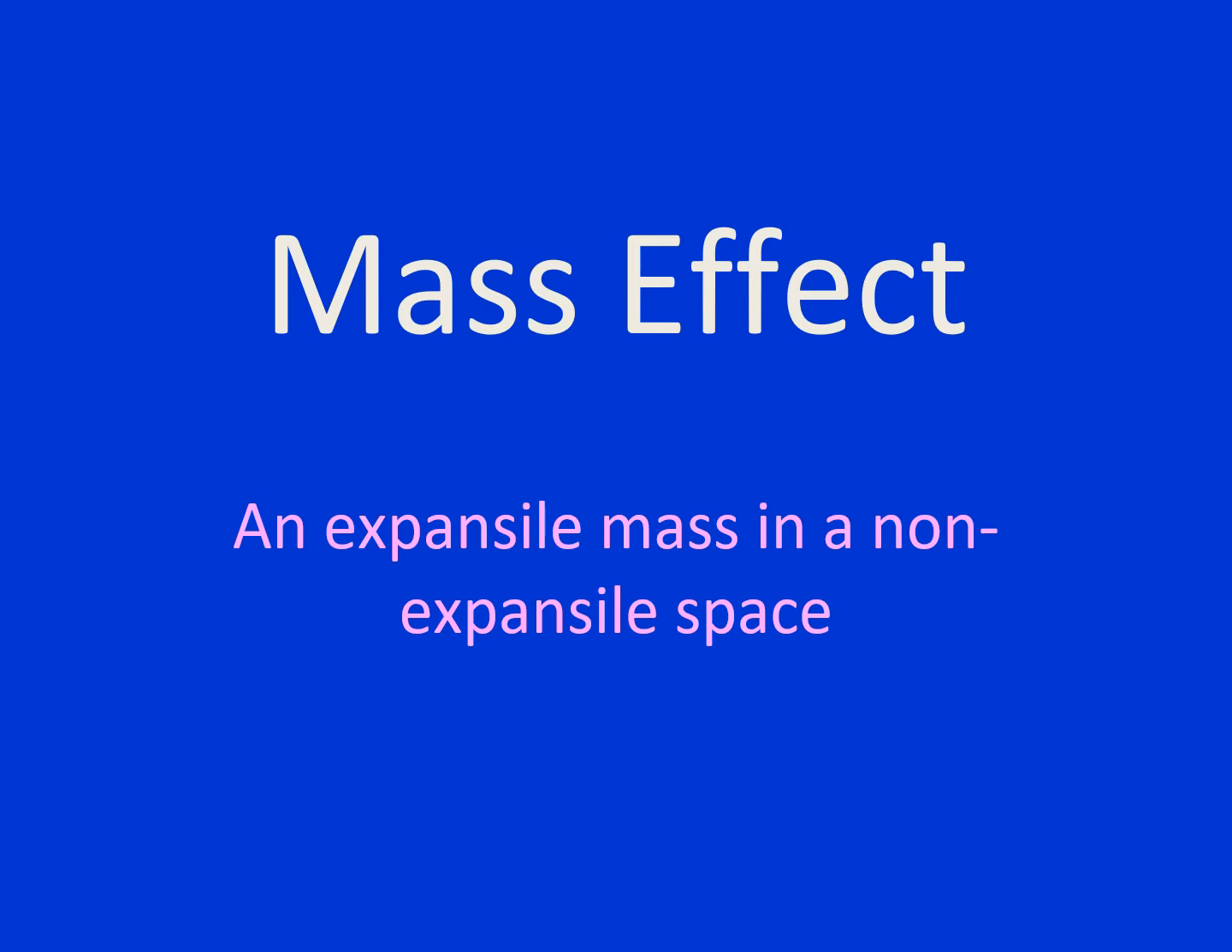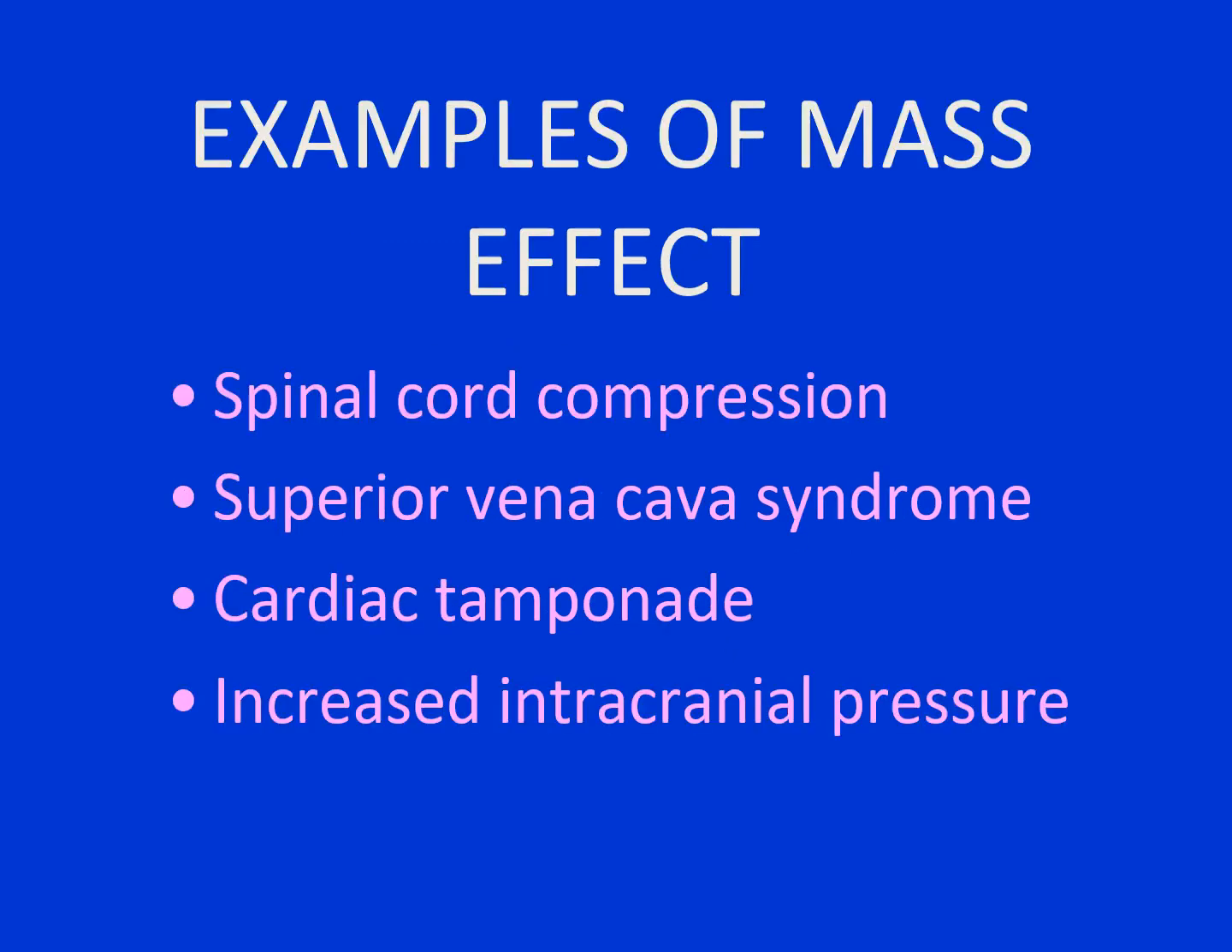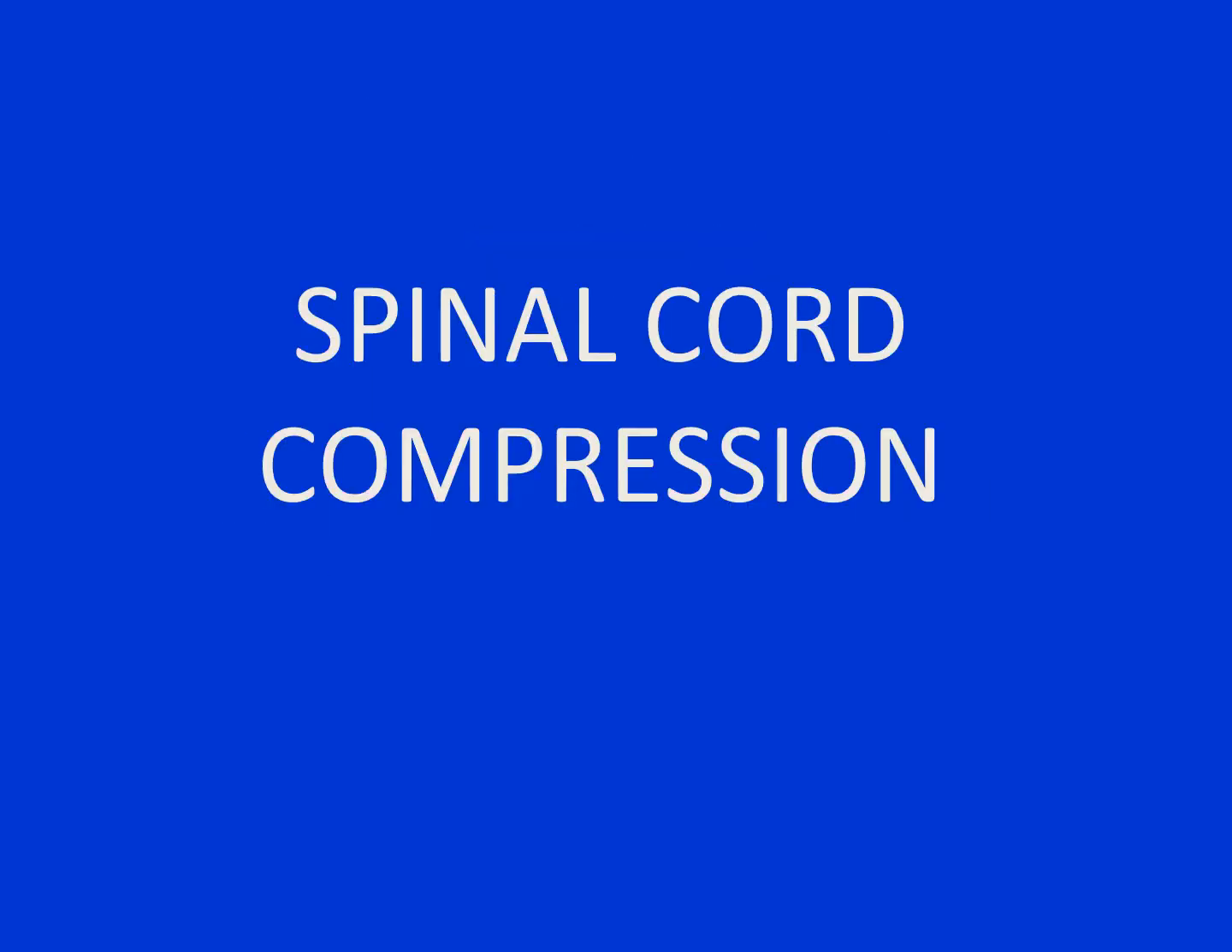The second line of defense with Mother Nature is duplication. So you have two eyes, two ears, two kidneys, two ovaries. So examples of mass effect are spinal cord compression, superior vena cava syndrome, cardiac tamponade, and increased intracranial pressure. I'm going to talk about spinal cord compression first.